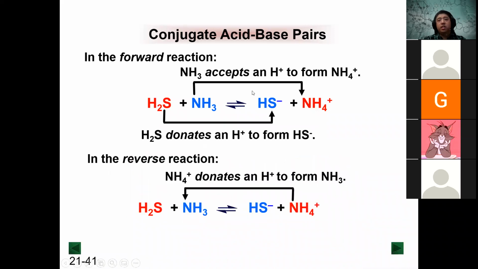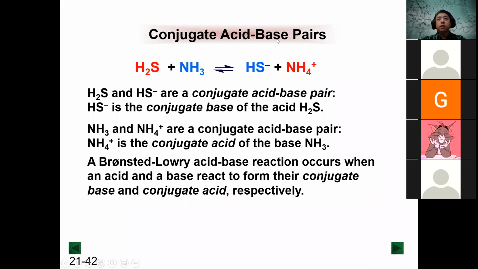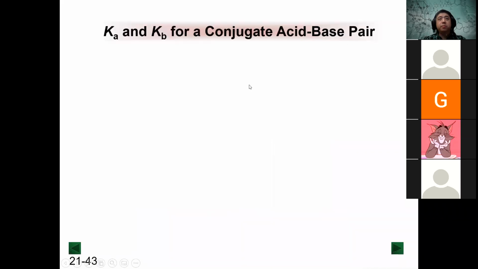Okay, so once again, conjugate acid base pair is pretty straightforward, movement of one proton in the process. I don't need to spend too long on this. We pretty much covered this. If you have any questions on it, you can ask me.